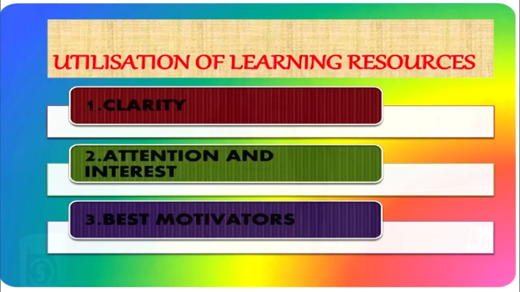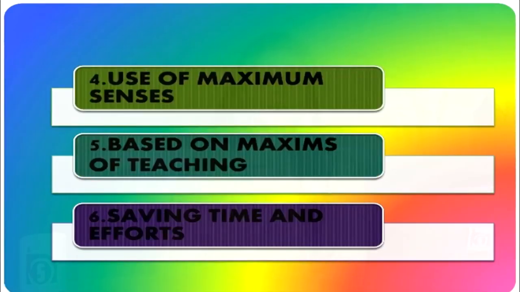Now we will talk about utilization of learning resources. What are the points these resources provide us? First is clarity. Second, attention and interest. Third one is best motivators. Obviously, the TLM are the best motivators for the students. Use of maximum senses, as it involves the involvement of all the senses, so it makes the learning effective and permanent. Next is based on maxims of teaching.